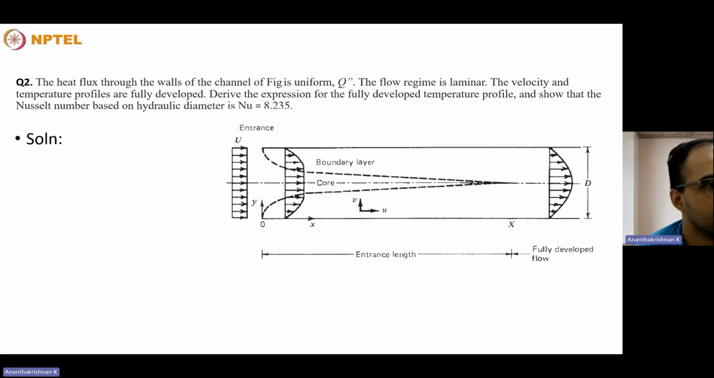Okay, this is the case of a uniform heat flux. We can assume that the heat flux through the walls of the channel in this figure is uniform. The flow regime is laminar. The velocity and the temperature profiles are fully developed, the hydrodynamically and thermally fully developed flow. We have to derive the expression for the fully developed temperature profile and show that the Nusselt number based on the hydraulic diameter is equal to 8.235. Try to solve it, and I'll also try to solve it within a couple of minutes.